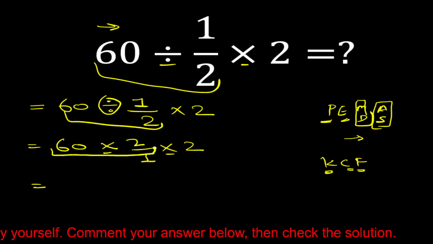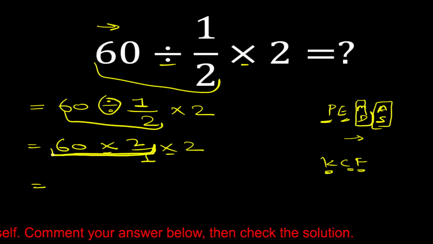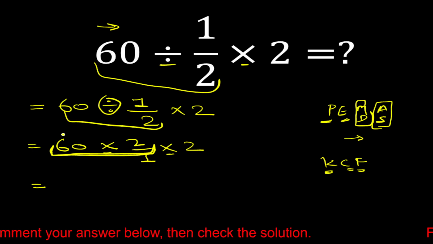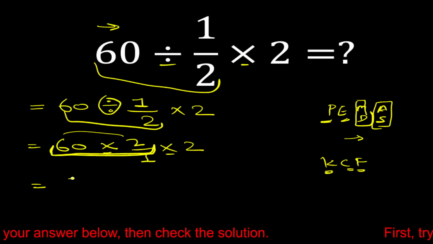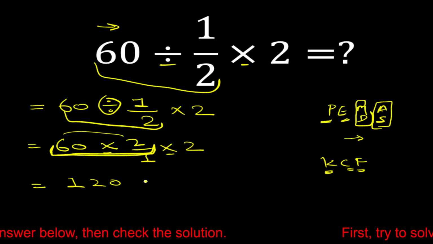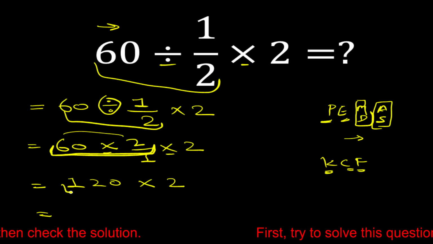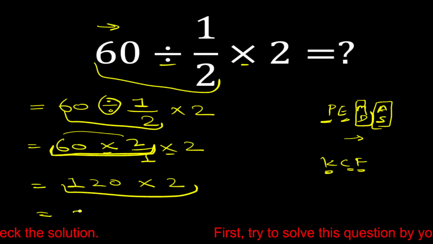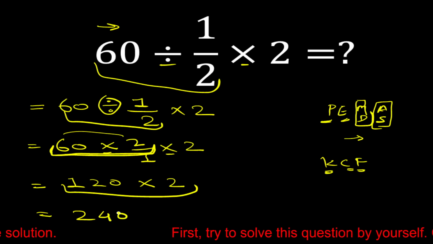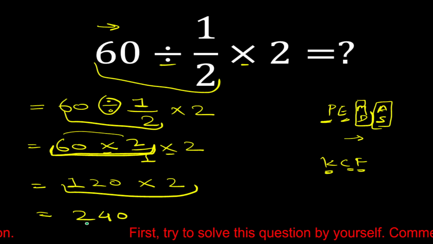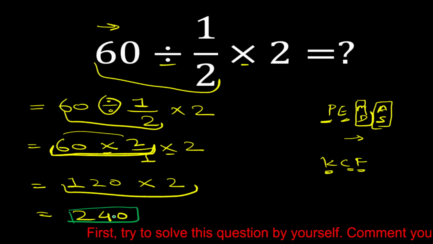Therefore we have to solve from left to right. Okay, so first we have to solve this part. So 60 multiplied by 2 is equal to 120, multiplied by 2. Now 120 multiplied by 2 is equal to 240. Okay, therefore the correct answer is 240.